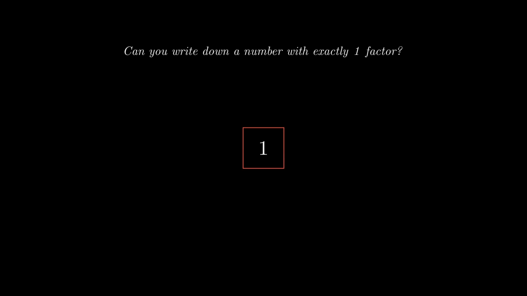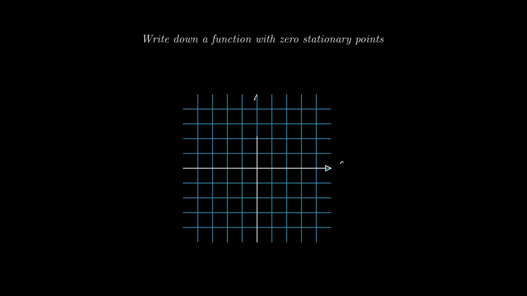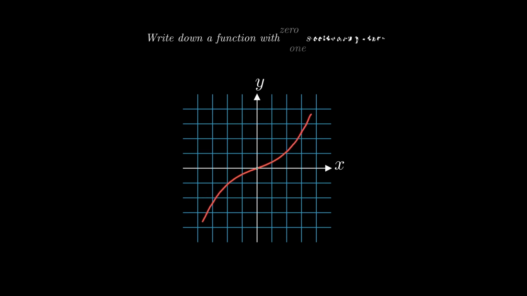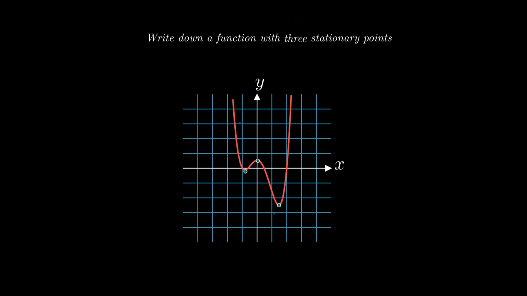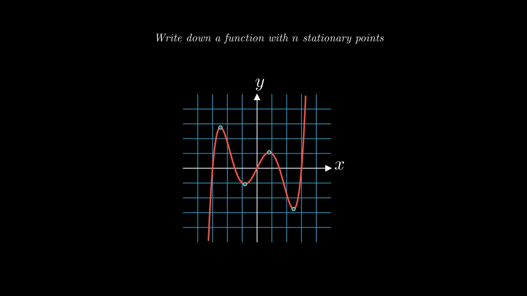Here's a different one. Write down a function with 0 stationary points. Now one with 1 stationary point. Now one with 2 stationary points. 3 stationary points? Could you generate one with n stationary points?